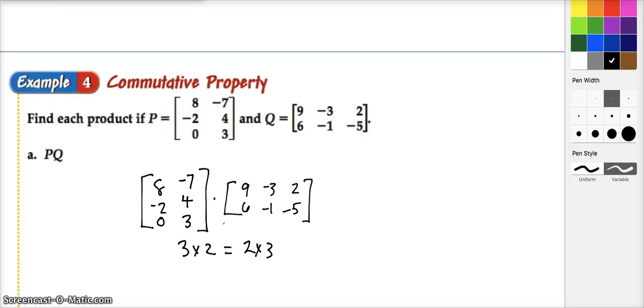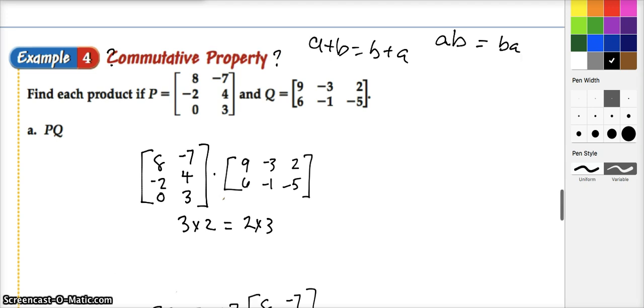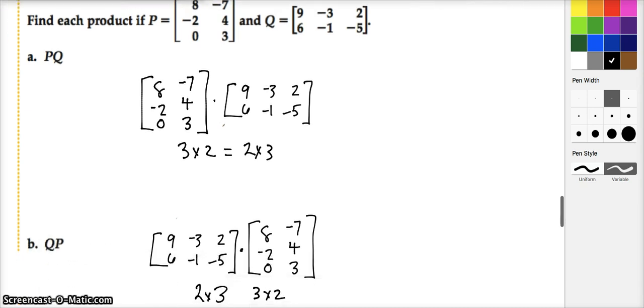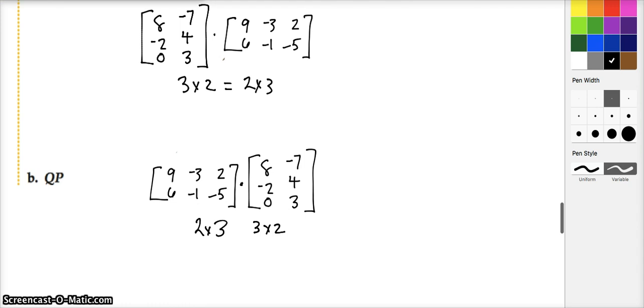So here in example 4, we're going to deal with commutativity. The commutative property of addition is that A plus B is equal to B plus A, meaning it doesn't matter the order in which I add. I can move stuff around, but I'm going to get the same result. We have the commutative property for multiplication as well. The question is, do we have commutativity here? We're going to do that by trying these two products. We're going to see if P times Q, which is written out here, is the same as Q times P.